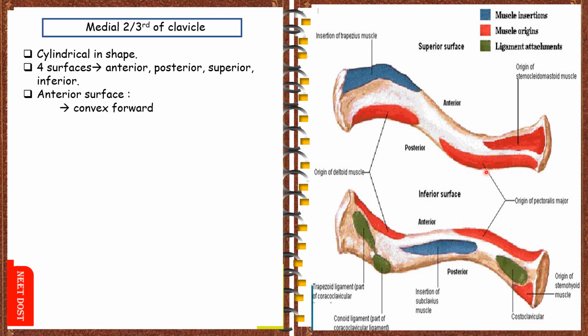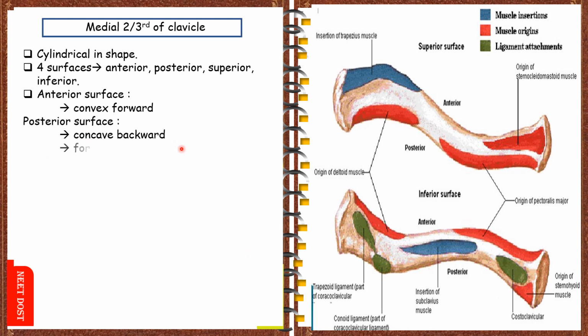It gives origin to the clavicular head of pectoralis major muscle. Coming to the posterior surface, it gives origin to the sternohyoid muscle near its medial end. This is the sternohyoid muscle originating here, and the lateral part of the posterior surface is related to the cervicoaxillary canal, and it is related to structures like the trunks of the brachial plexus and the third part of the subclavian artery, which will be discussed in later videos.